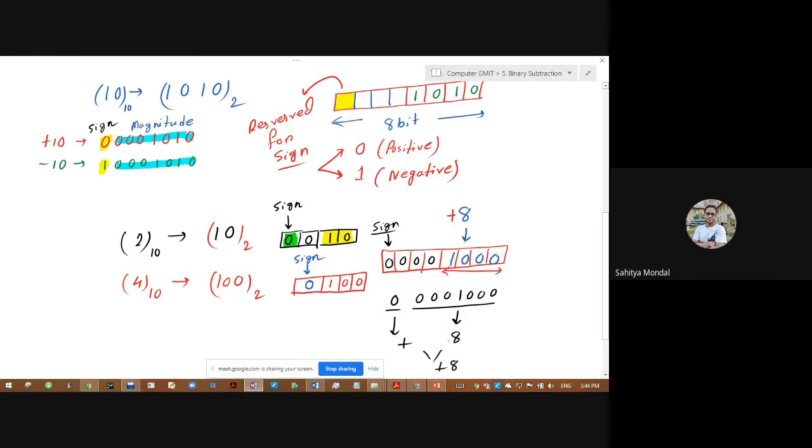Now understood? Memory is nothing but a set of blocks, and each block will take a particular 0 or 1, because the computer only understands either 0 or 1.